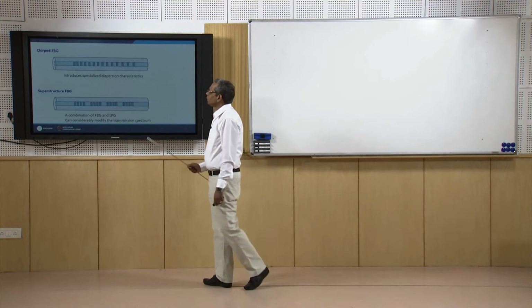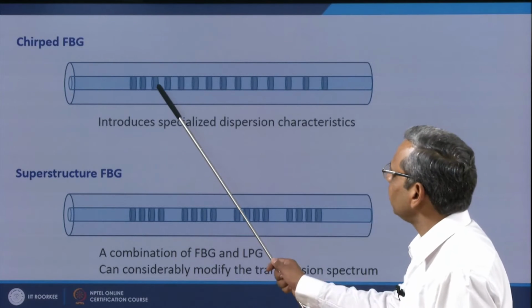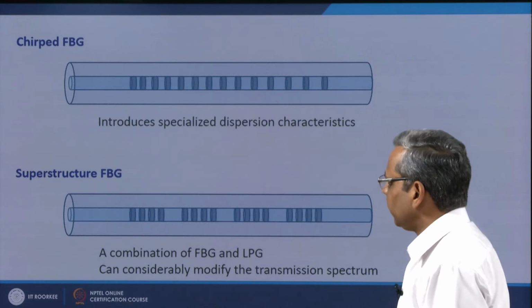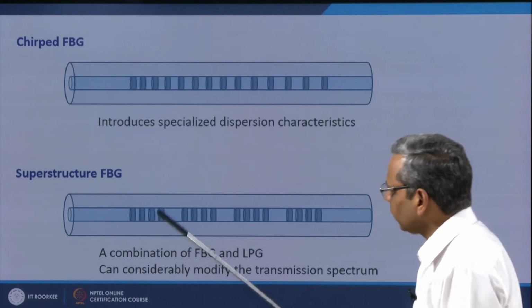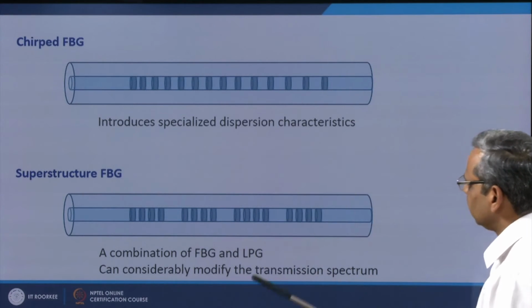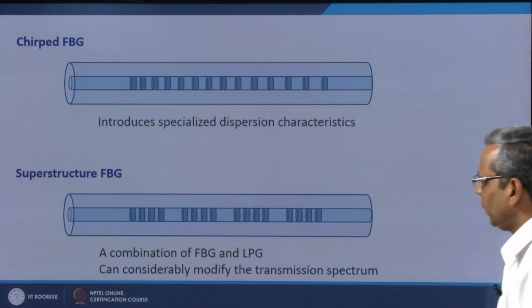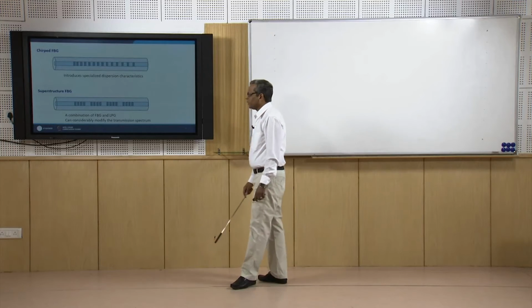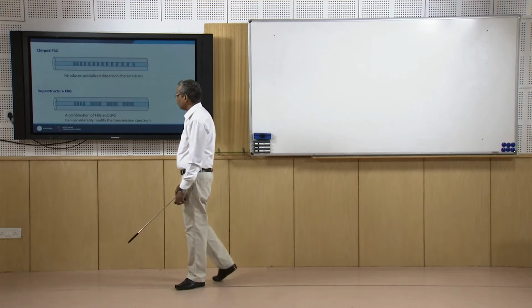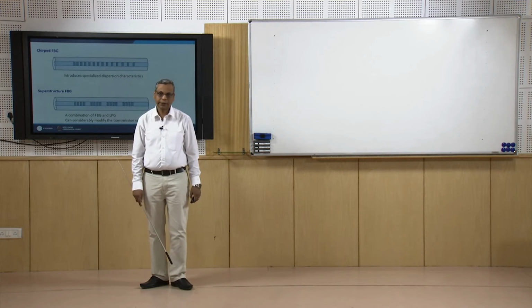I can also have chirp fiber Bragg grating, where the grating period varies with length. This kind of chirping can introduce specialized dispersion characteristics in the grating. I can also have superstructure FBG, where I have this kind of refractive index variation, then after a certain distance this and this and this, and this also follows a periodic variation. This is nothing but a combination of fiber Bragg grating and long period grating, and it can considerably modify the transmission spectrum of the grating.